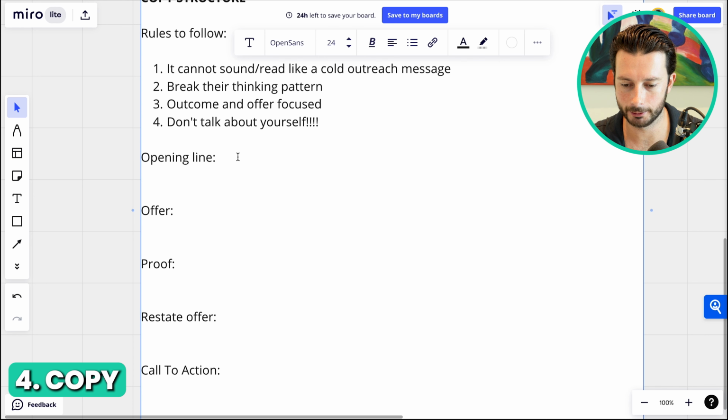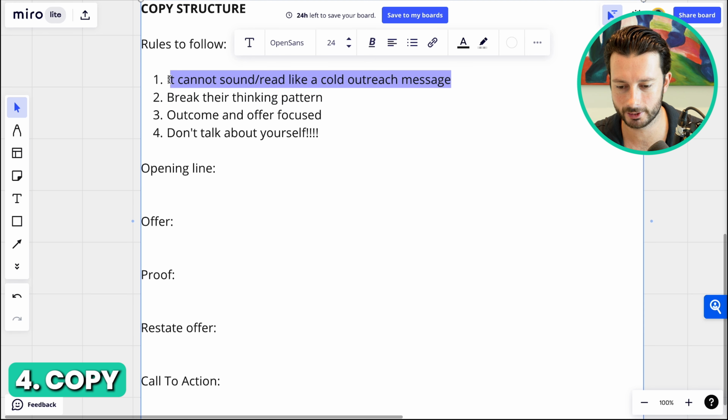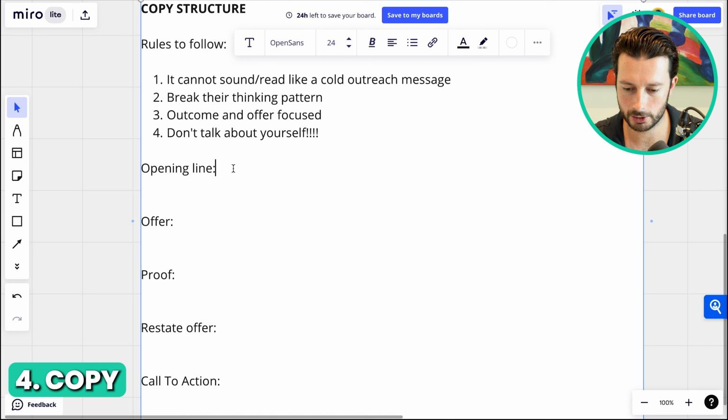So, opening line. What can our opening line be? Well, we know that it's got to break their thinking pattern. We know that it can't sound or read like an outreach message. So you could say something like, I don't know. You could do some research to begin with, depending on what level of detail you're going into. But I'll give you an example. I sent somebody an email recently and managed to generate a sales call from sending this one email.